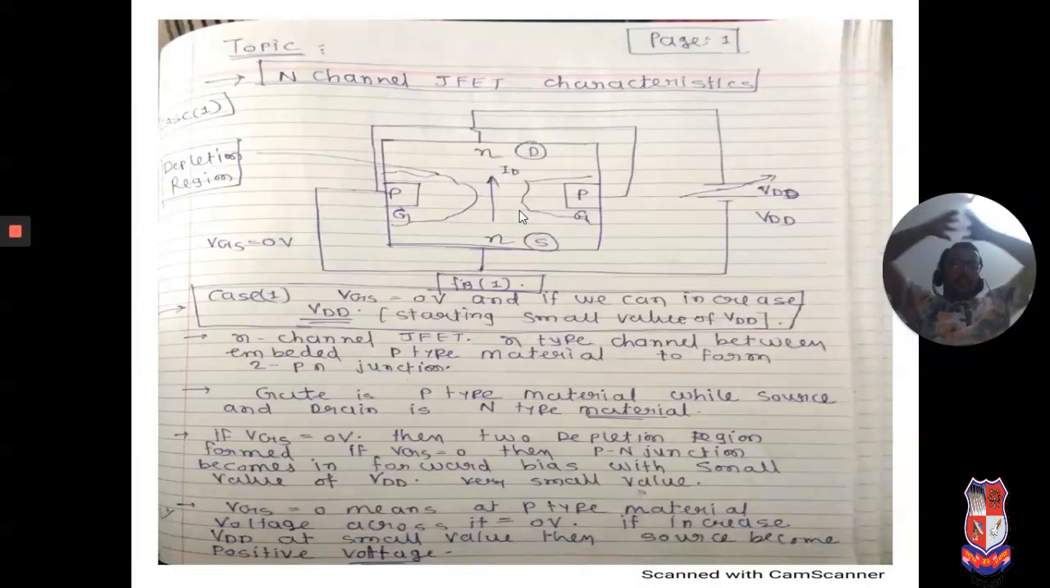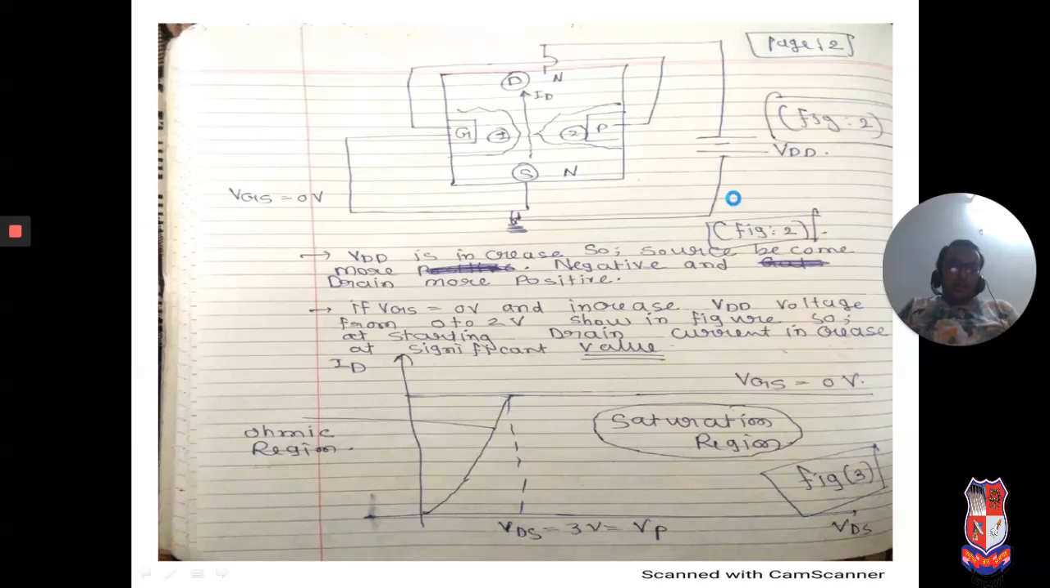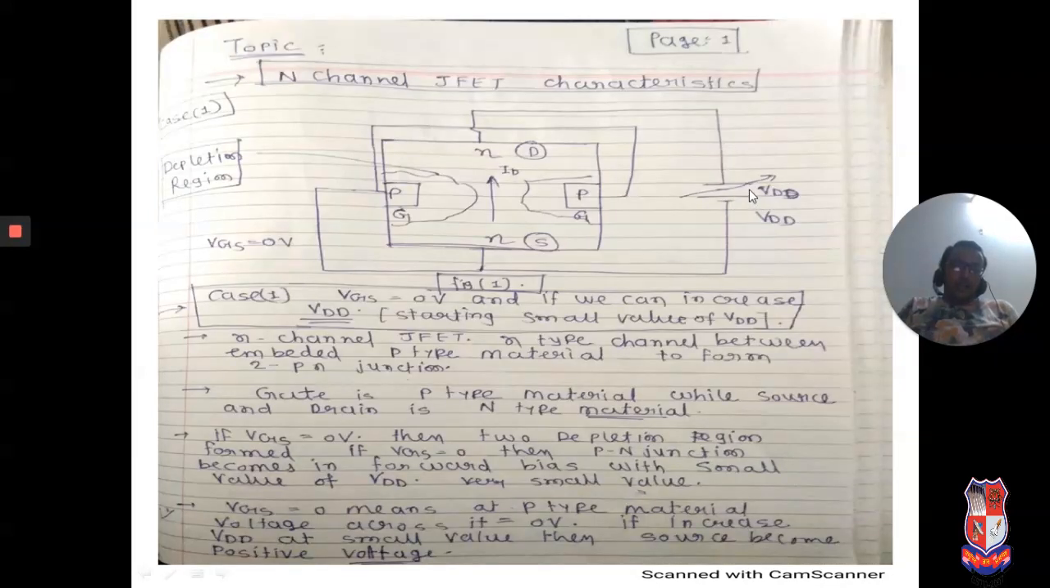Now see N-channel JFET characteristics. See here VGS, see my position of cursor. VGS can be connected with short circuit. So N-channel JFET, VGS equal to 0 volt, and if we increase the VDD, starting from a small value of VDD, and VGS equal to 0 volt. VGS equal to 0 volt means P terminal has 0 volt and N terminal whatever present here is also 0 volt. But here see this, due to positive voltage, reverse bias voltage is increased.